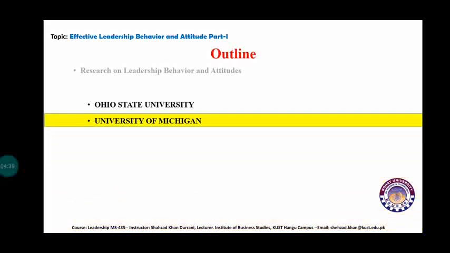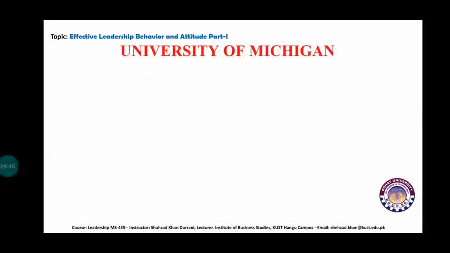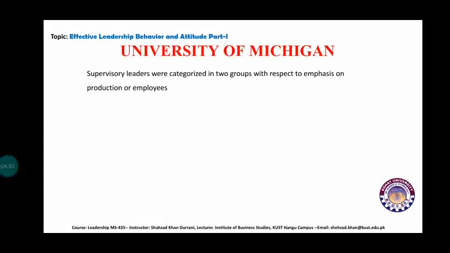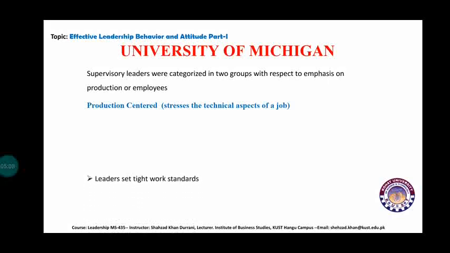The next study that was conducted is called the University of Michigan study. So let's explain this concept, right? Supervisory leaders were categorized into two groups with respect to emphasis on production or employees. The first one, production centered, stresses the technical aspects of a job, and it includes that leaders set tight work standards. Certain tasks, standards, and procedures must be followed.